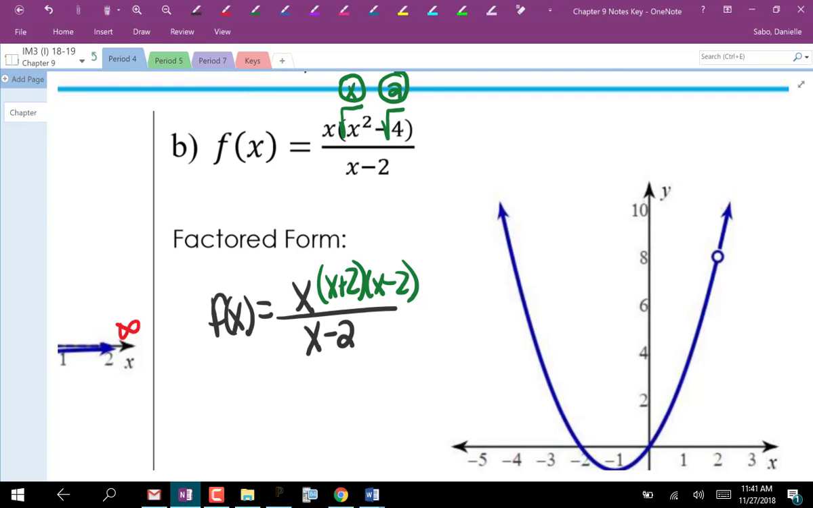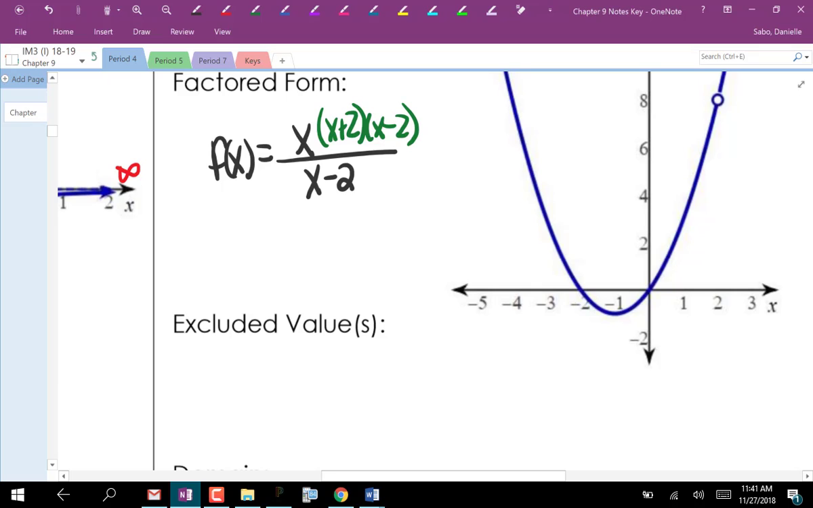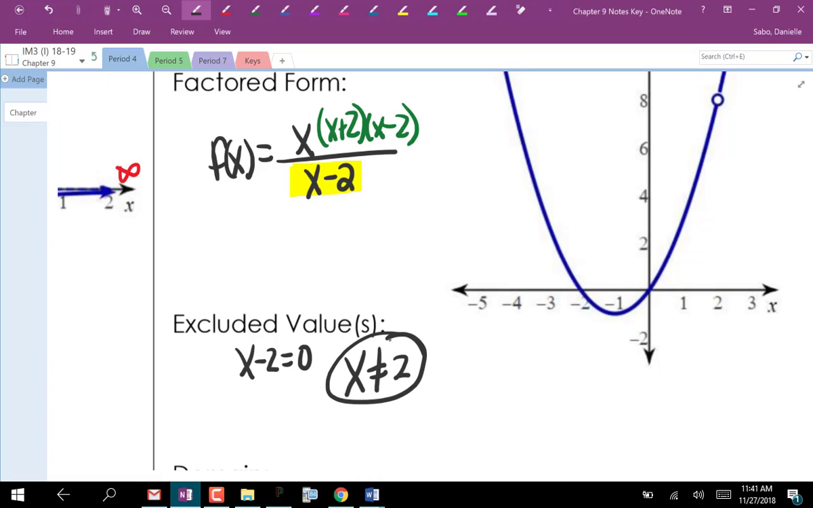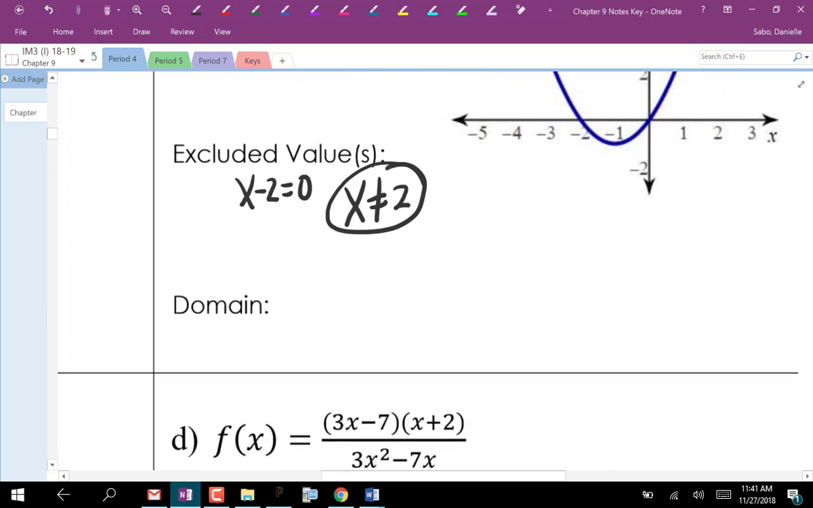Now, the excluded values are the next question. It's what makes the bottom equal to 0. So I have to talk about just the bottom. I don't really care about the top. Okay, so what makes x minus 2 equal to 0? What can't x be? Positive 2. Very good. Now, again, you could have just gone right from here to here and not written this piece in. It's totally up to you. But you always set the denominator equal to 0.